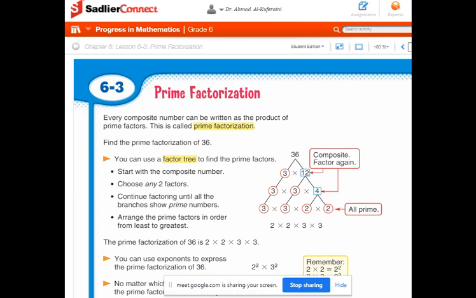We will explain a little bit. In the previous class, we've talked about prime numbers and composite numbers. Every composite number can be written as the product of prime factors. Can you please underline this sentence? Every composite number can be written as the product of prime factors. This is called prime factorization. So I can ask you a question. What is prime factorization? Then you will answer. Writing a composite number as the product of prime factors. Okay? Find the prime factorization of 36.